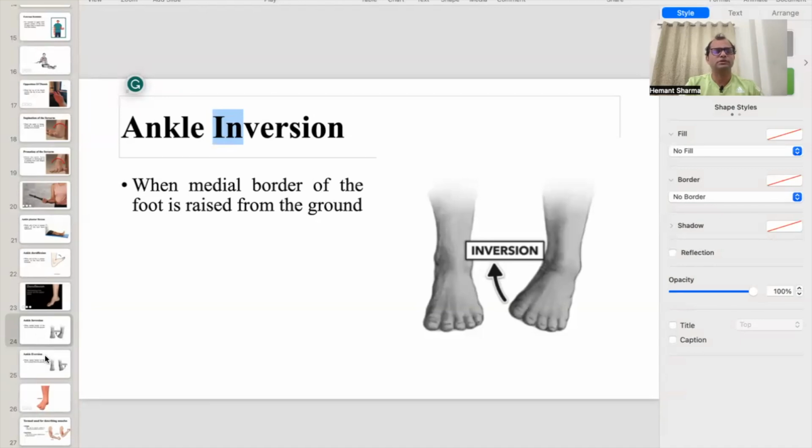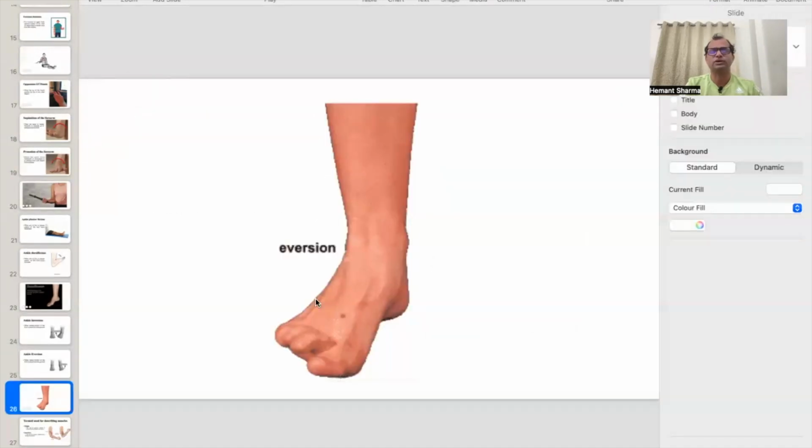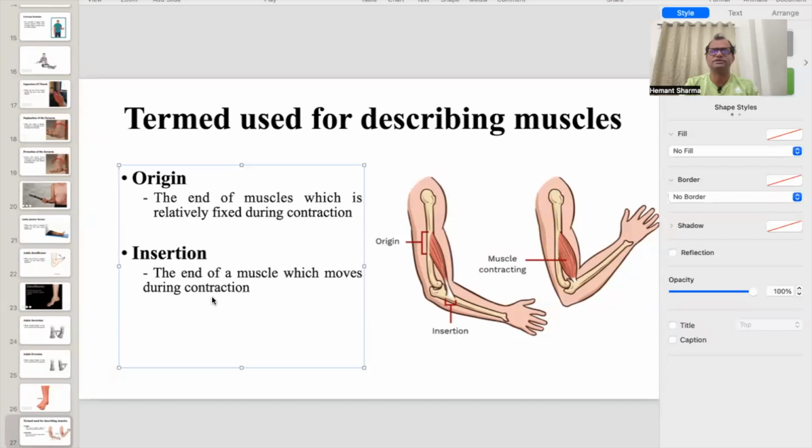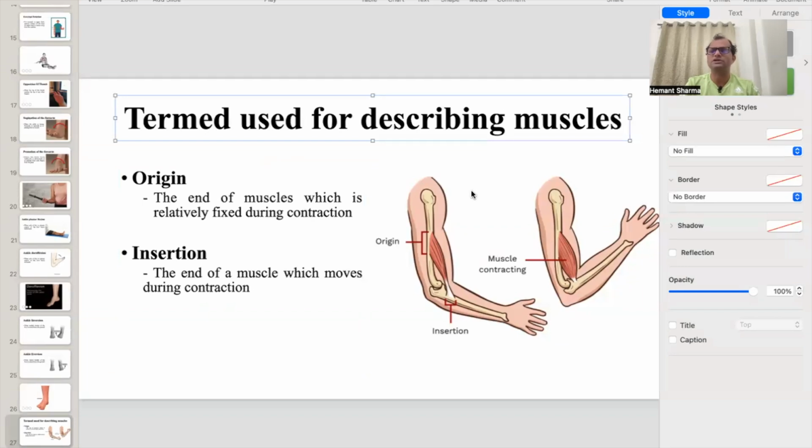So when the leg is going outer side, that is eversion, inner side, that is inversion. Let's see next. When we talk about the muscles, what is the origin and what is the insertion, right? Origin means where the muscle starts, insertion means where the muscle ends. That is origin and insertion.